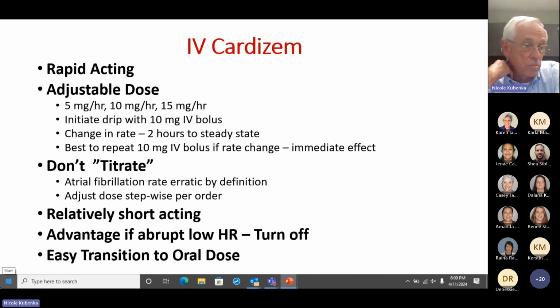The other advantage is it's fairly short acting in the intravenous form. Unlike amiodarone, which if you turn it off, it takes a while to get out. If you're getting an overly strong response and heart rate really drops, you can turn it off and it's gone pretty quickly. And it's very easy to transition from IV cardizem to PO cardizem. When you transition from IV amiodarone to oral amiodarone, it takes a month because you have to load the body. That takes weeks.